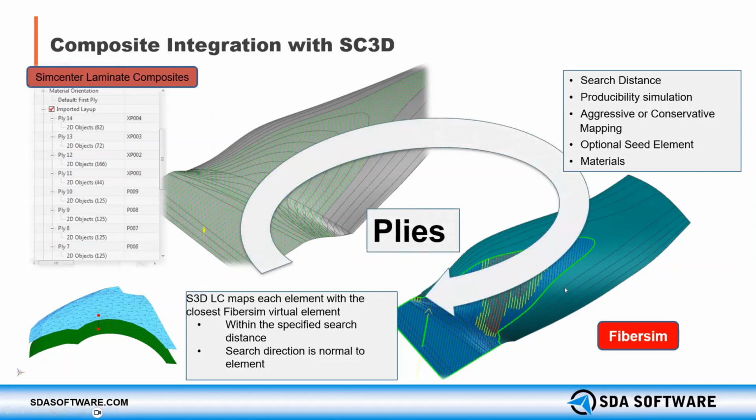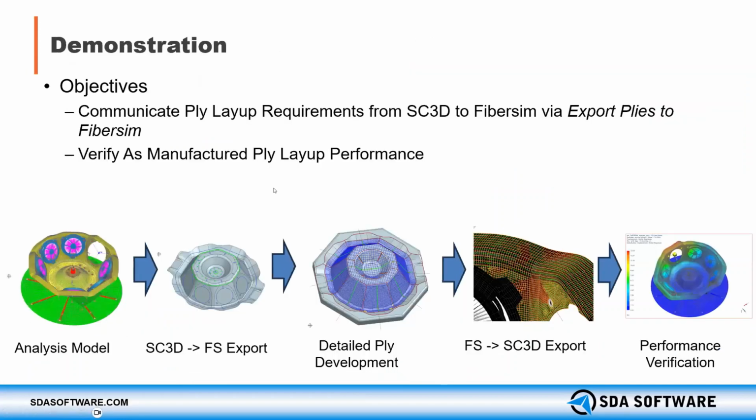This information gives the Fibersim engineer the exact boundaries of the parts. So there's no guesswork on knowing exactly where your plies are on the part or what the layup is. And then using the same techniques, we're able to export that data back and integrate it in, providing this bidirectional link. So we're going to go ahead and actually show this process on an existing part that we'll discuss here shortly.